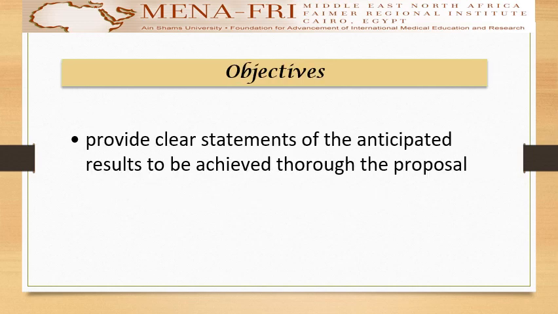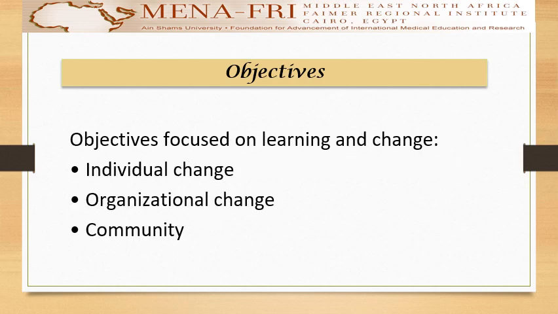Then the objectives. The objective is the smaller one. It is a very precise statement. It provides a clear statement of the anticipated results to be achieved throughout the proposal. When we have objectives, they should be very clear and very specific. Our objectives usually focus on learning and change. Learning and change could occur on different levels: the individual level, the organizational level, or the community level.